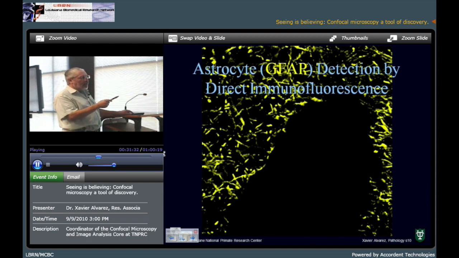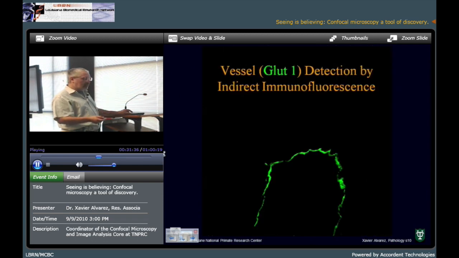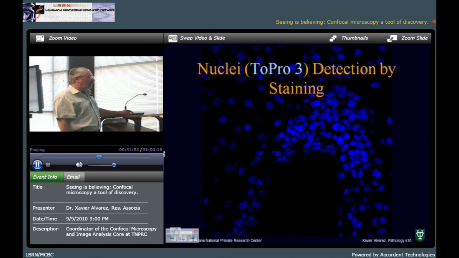This one is going to detect the astrocytes. It is against a protein that the astrocytes produce a lot. And this one is an indirect method, where you use an antibody that is not labeled, the first antibody, and then a secondary antibody. Then we detect the area where the apical side of the vessel is, and then we add some stain.